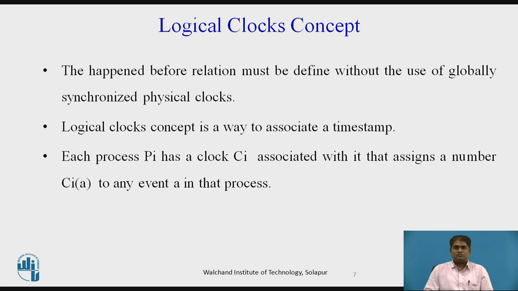The logical clocks concept is to associate a timestamp with each system event so that events that are related to each other by the happened-before relation, directly or indirectly, can be properly ordered in that sequence, so that each process Pi has a clock Ci associated with it that assigns a number Ci(a) to any event in that process.